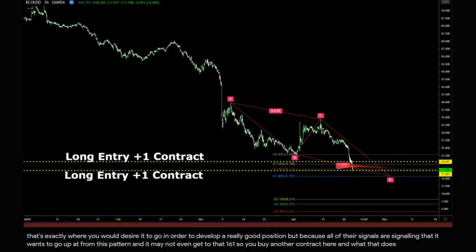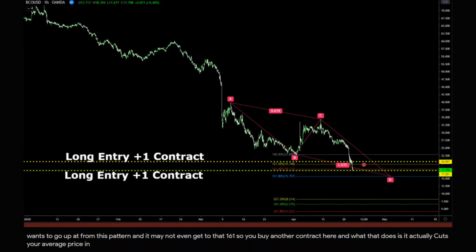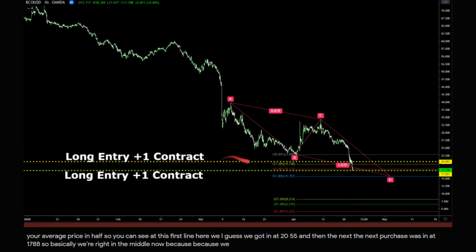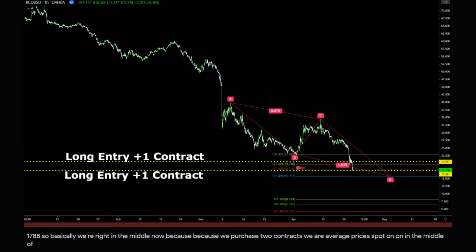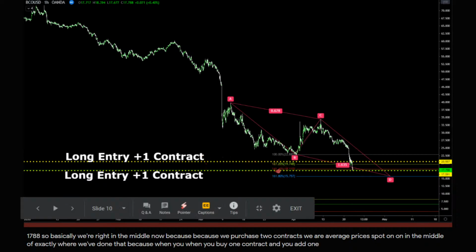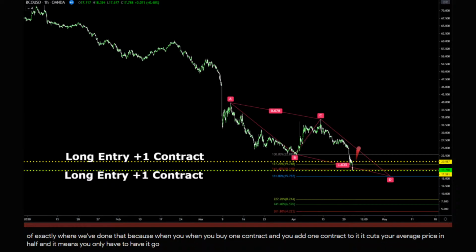And what that does is it actually cuts your average price in half. So you can see at this first line here, I guess we got in at 2055, and then the next purchase was in at 1788. So basically, we're right in the middle now, because we purchased 2 contracts, our average price is spot on in the middle of exactly where we've done that. Because when you buy one contract and you add one contract to it, it cuts your average price in half, and it means you only have to have it go half as much now before you're in profit again.